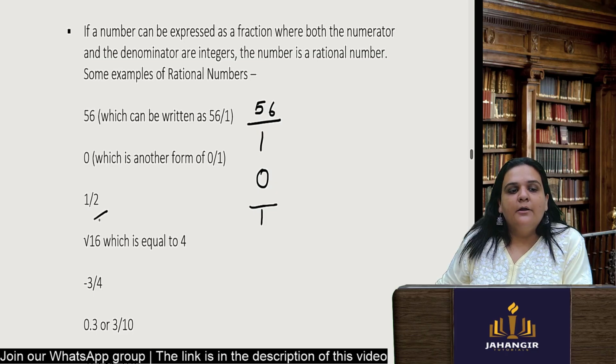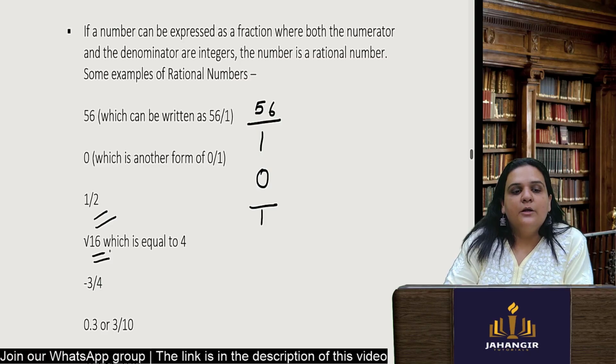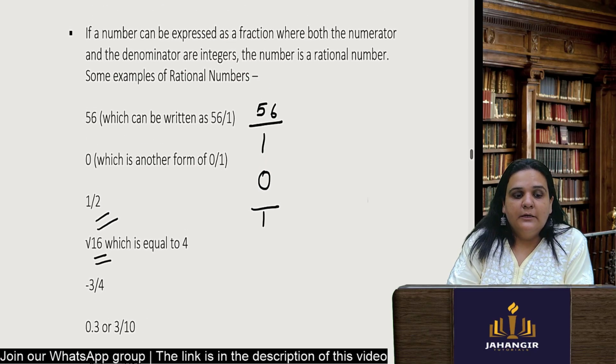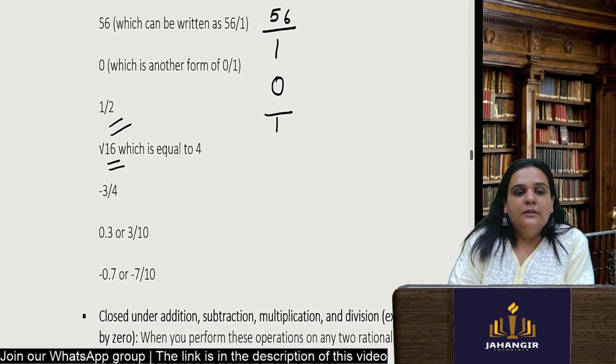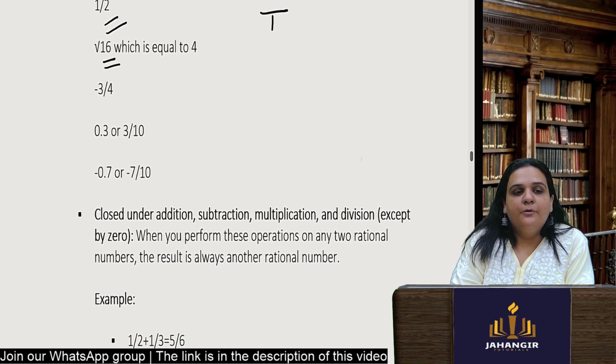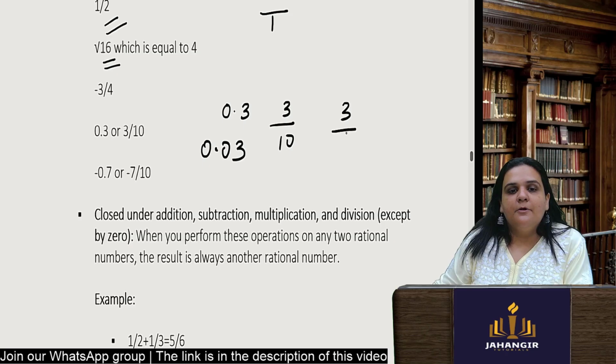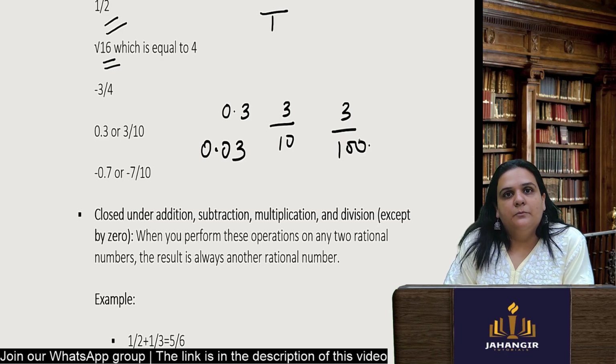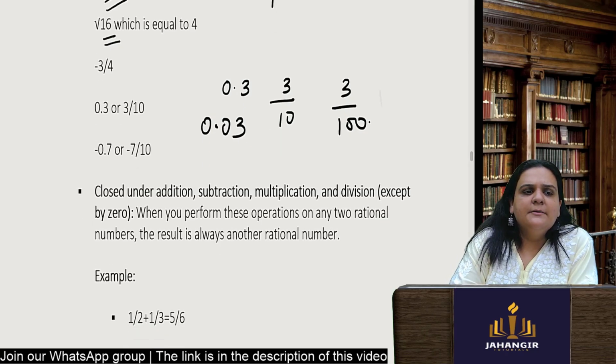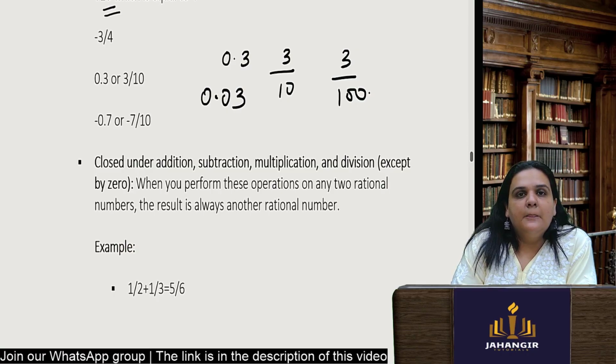Okay, then you have 1 upon 2. You have square root of 16, which is equal to 4. Right? So, then minus 3 upon 4. If I am saying 0.3, it means 3 upon 10. If I am saying 0.03, I will say it is 3 upon 100. I can represent it in the form of decimal also or in the form of fraction also. Right? If there is a minus sign, I'll put a minus sign.